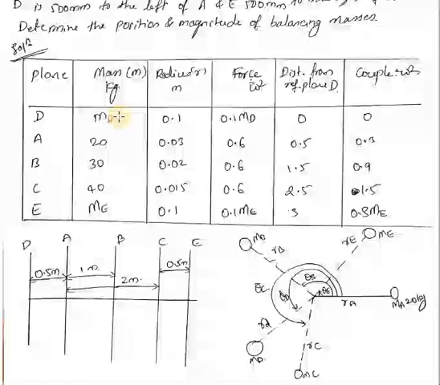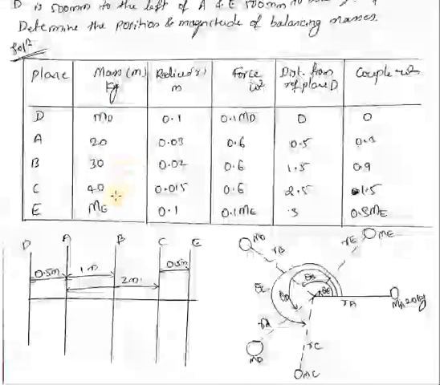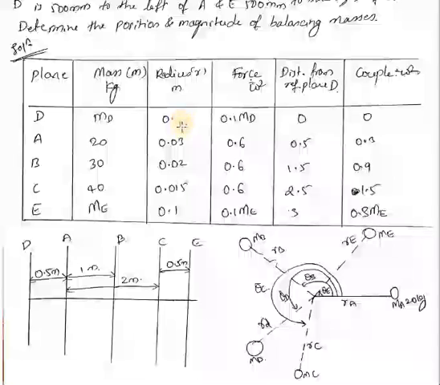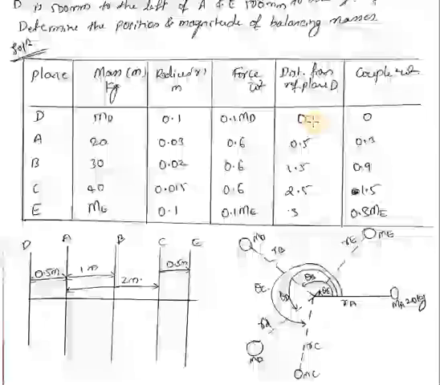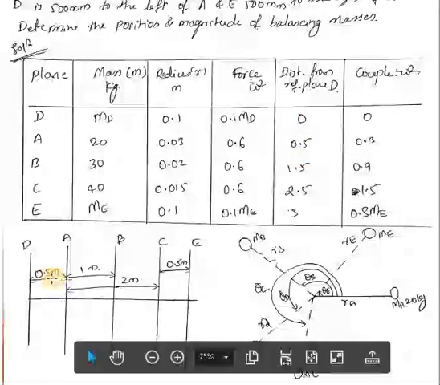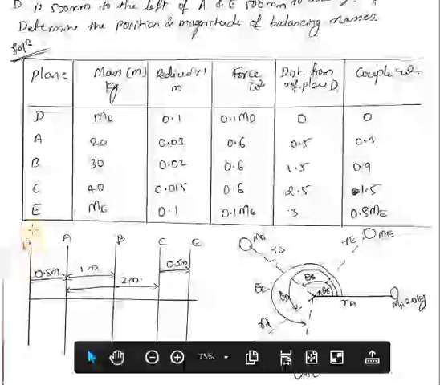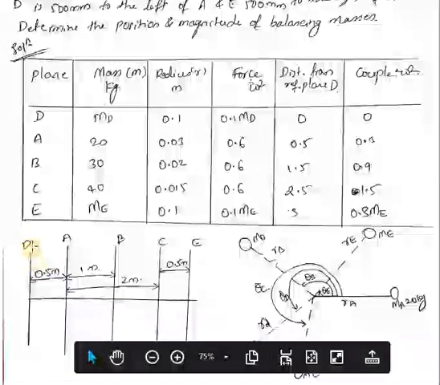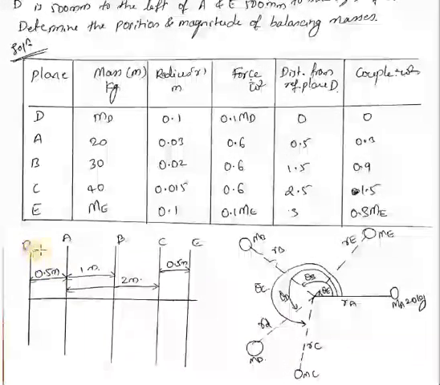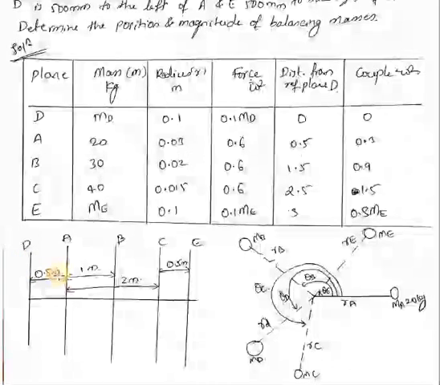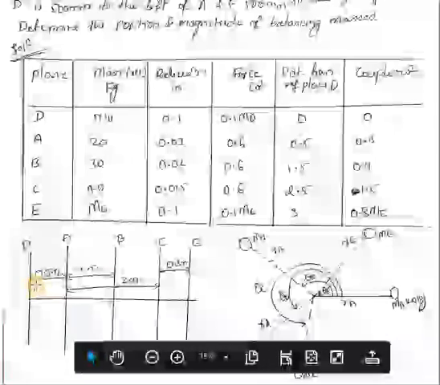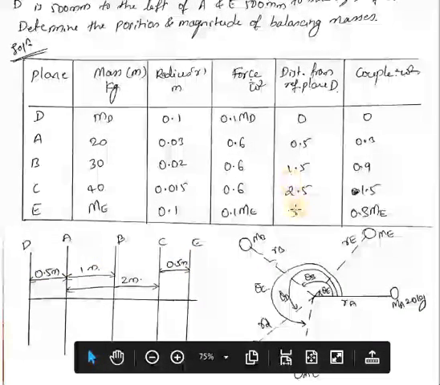You don't know the masses in the balancing planes, that is MD and ME are unknown, but you know the radius of rotation for all the masses. Calculate the forces, then the distance from the reference plane. So here I have taken D itself as the reference plane. Towards the right side you have to take positive, towards the left side you take the distance as negative. So from D it is 0.5 for A, for B it is 1.5, for C it is 2.5, and for E it is 3 meter.